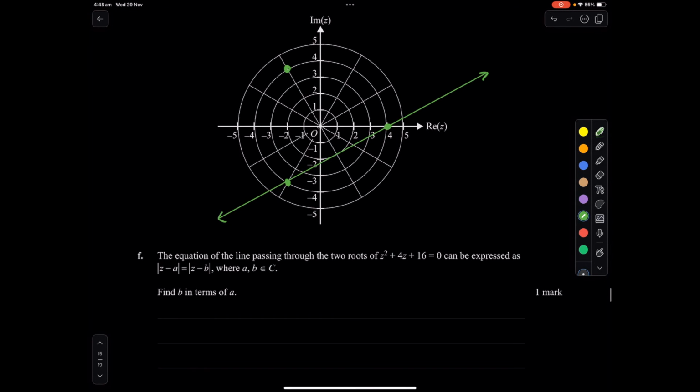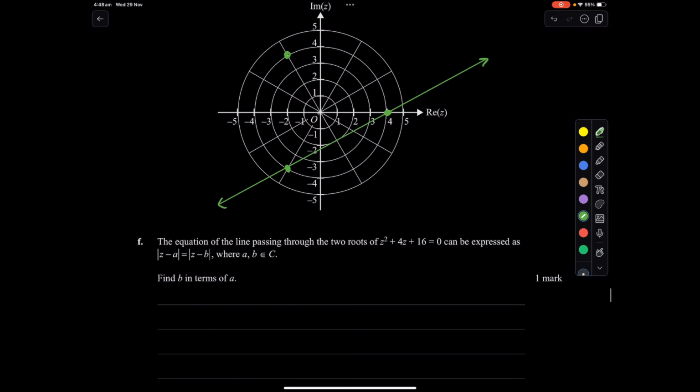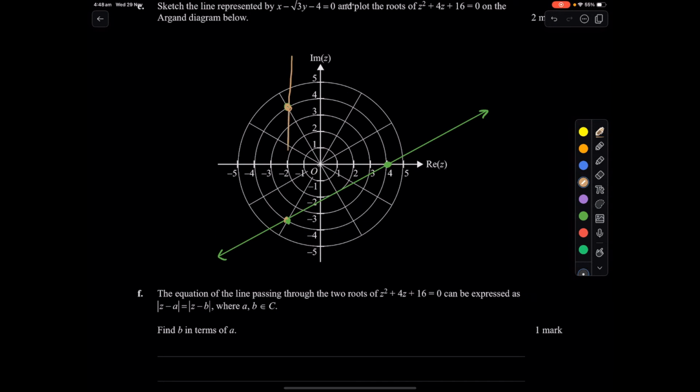The equation of the line passing through the roots of this can be expressed as this, where a and b are complex numbers. Find b in terms of a. Okay, so it says the equation of the line passing through the roots. So these are your two roots, and imagine we're drawing a line through them.